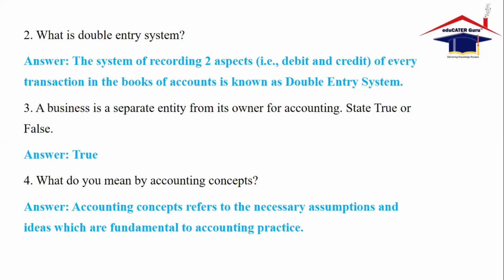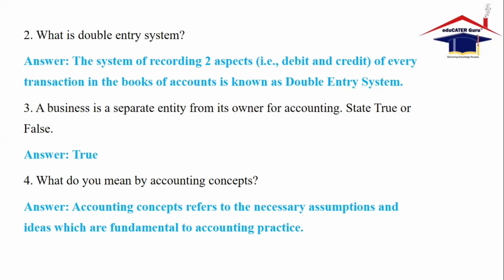Next, a business is a separate entity from its owner for accounting. State true or false. The answer is true. Yes, the owner is different and the business is separate. Here, owner and business are not one and the same for the purpose of accounting. That is why, if you see, when the capital is invested in the business, it is called a liability because the owner has invested and it is our responsibility to pay back to the owner, and that is why it is a liability as per the business. So, it is a separate entity.